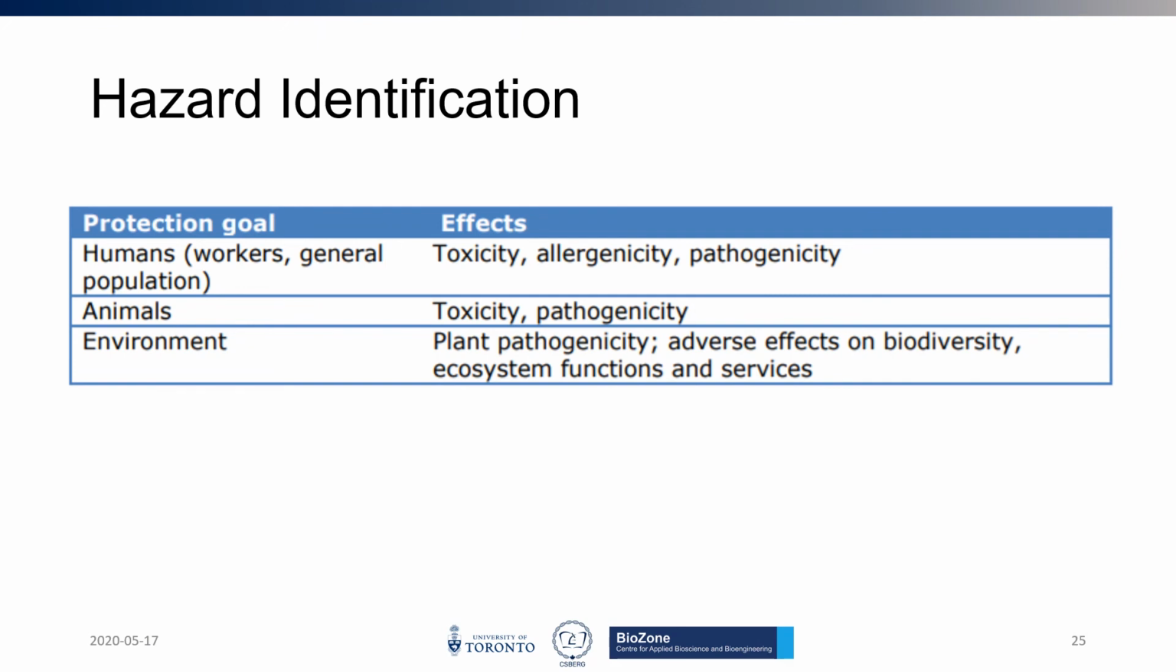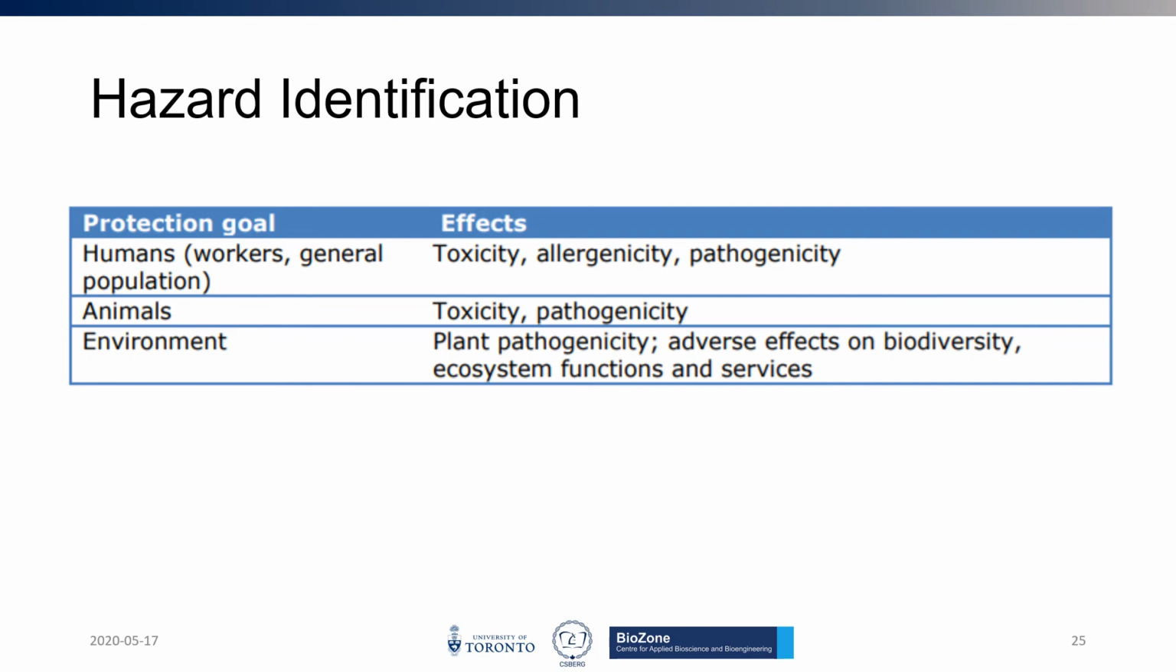So again, just hazard identification. That's the step of identifying the possible deleterious effects that you may have on humans, animals, and the environment in terms of toxicity. You talk about allergenicity, pathogenicity. With regards to the environment, maybe you would consider the adverse effects on biodiversity, how that would affect the ecosystem, how it would interact with other organisms. That's the hazard identification step, and you would then go about characterizing those effects.